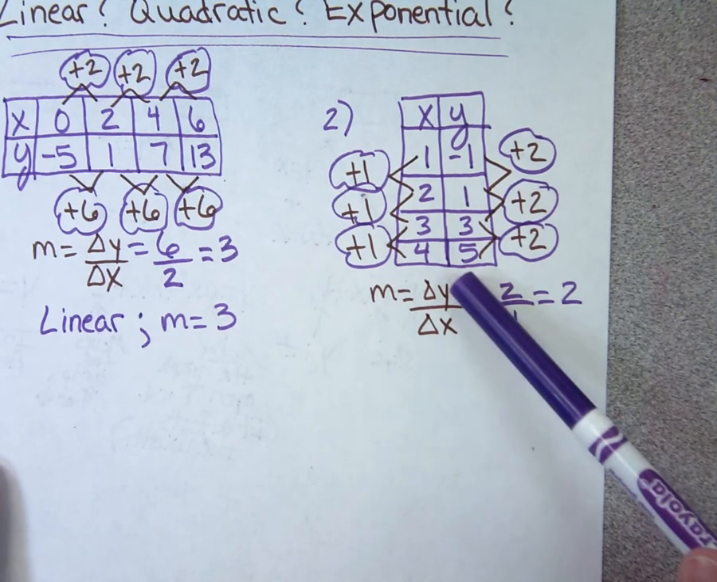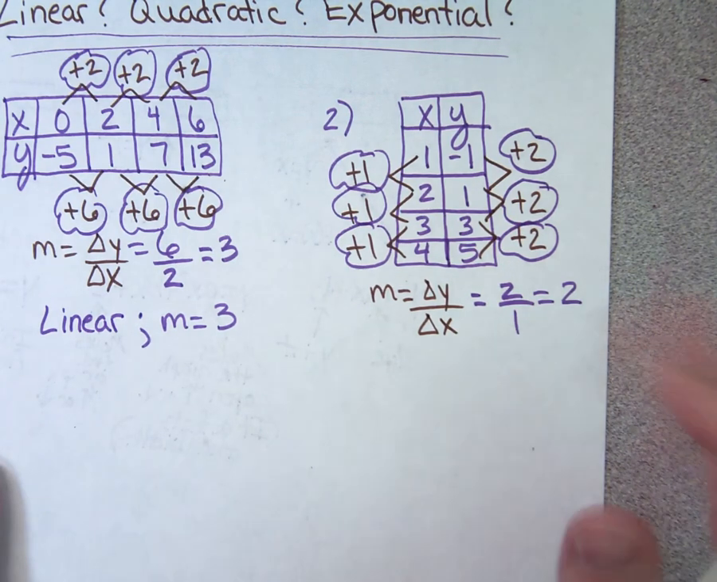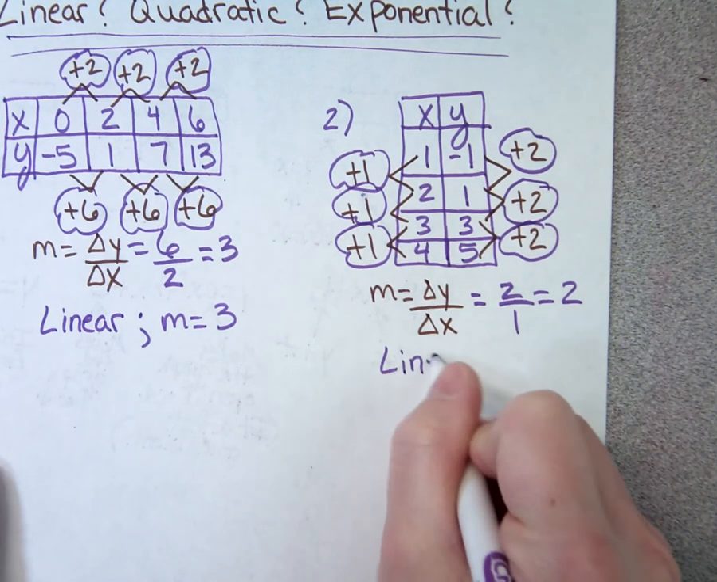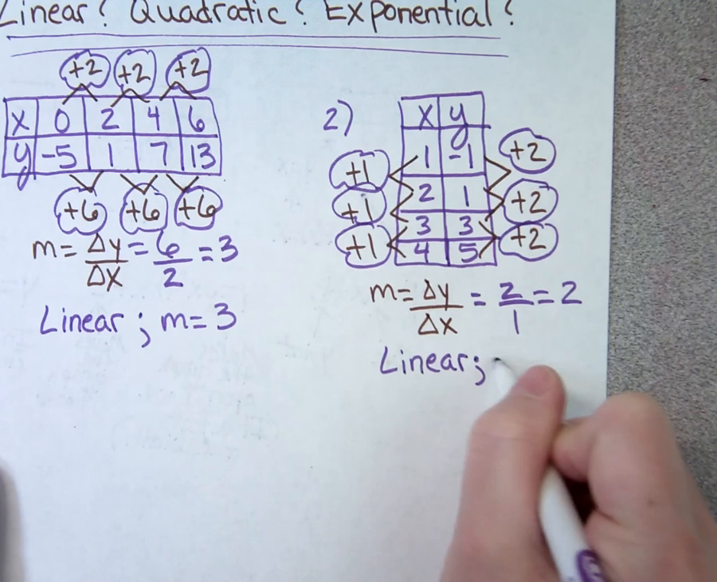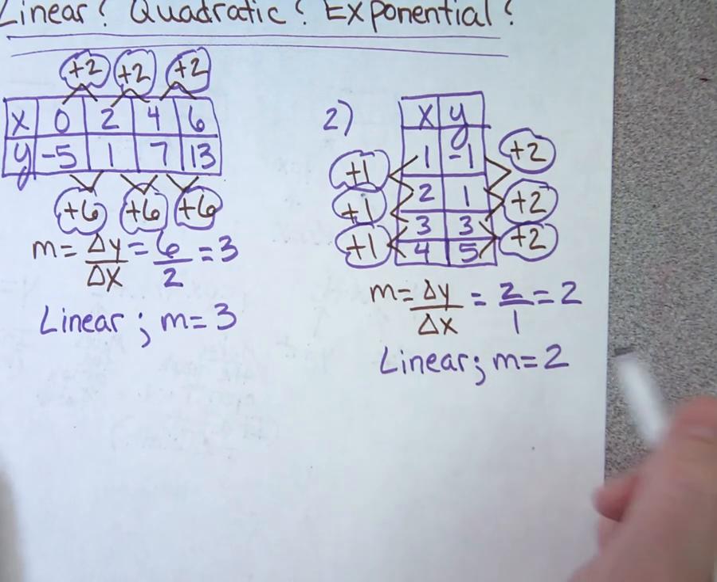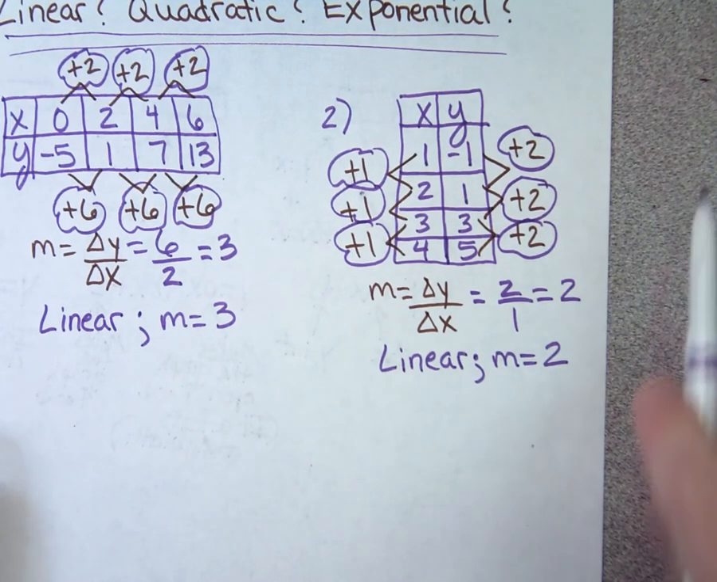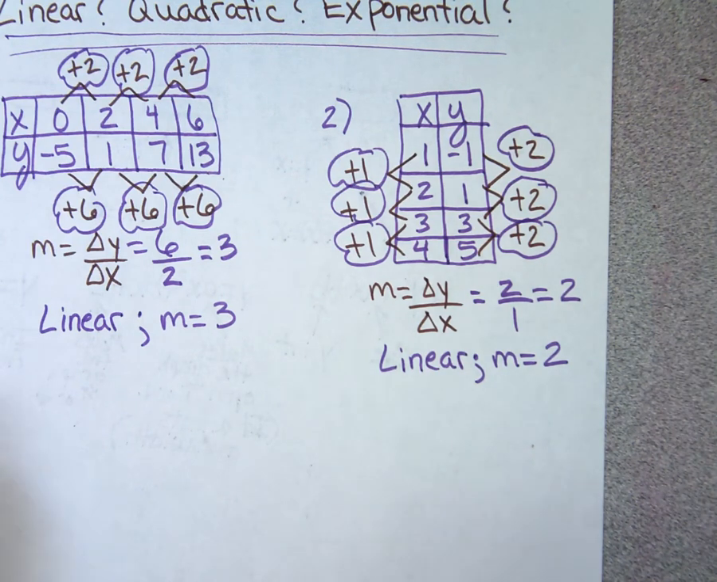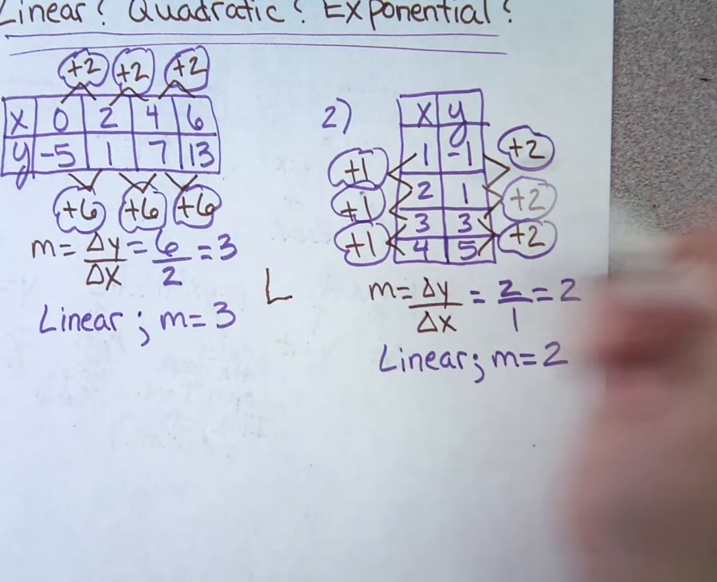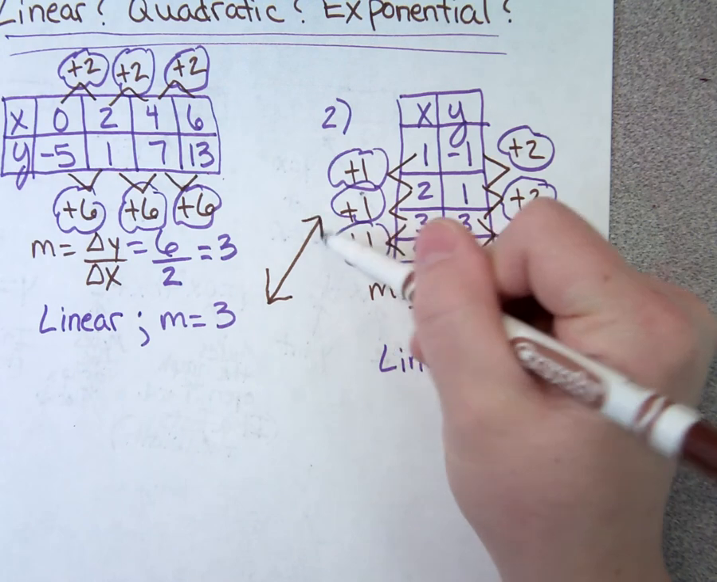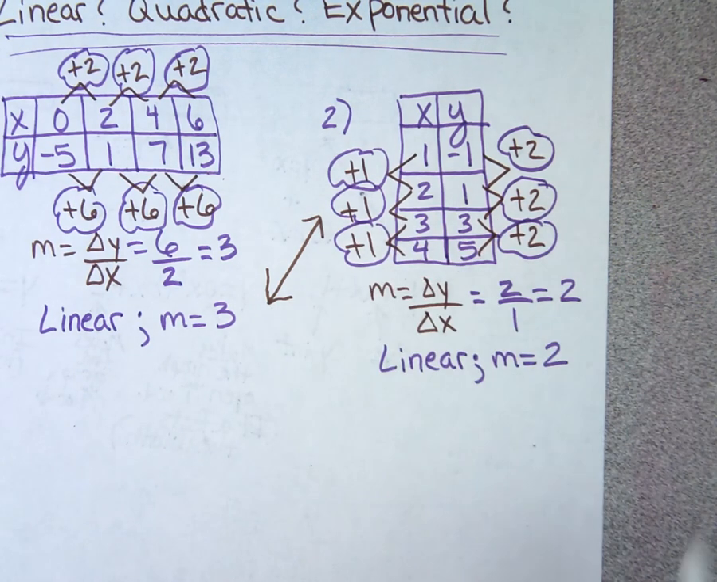So since my change in my y over my change in my x is the same the whole way through the chart, then that's how I know that this is linear. And I know its slope is 2. And from there I could go on and I could try to write the equation of the line. Okay, and that does mean that both of these graphs are lines. Both of them had positive slopes, so they both would go uphill from left to right.